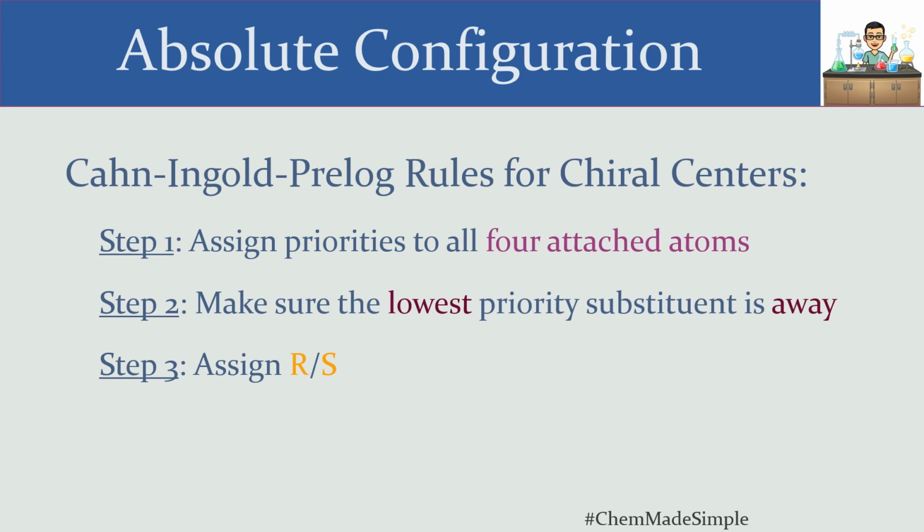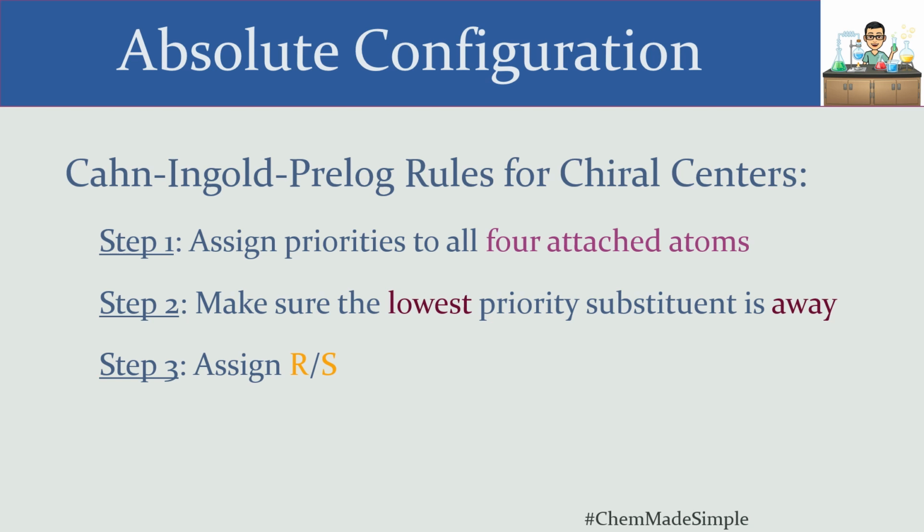Step 2, after you've assigned the priorities, is to make sure that the lowest priority substituent is oriented away from you. Whatever atom is the lowest priority that you assign is oriented away. And then after you put the lowest priority away, you still have 3 more substituents. Based on the orientation of those remaining 3 substituents, we're going to be assigning either an R configuration or an S configuration to our molecule. So those are the 3 steps.